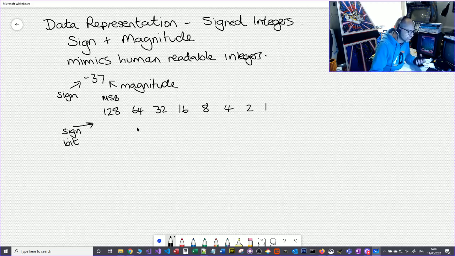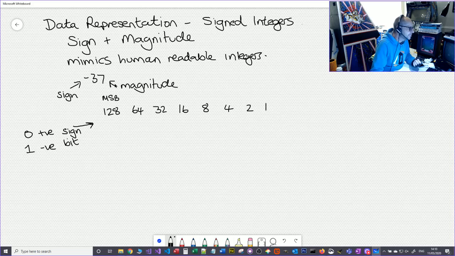And it works really simply. A 0 means positive, and a 1 means negative. So writing down a number in sign and magnitude is no harder than writing down a normal unsigned number, apart from we use this dedicated bit called the sign bit to write down the sign of this number.